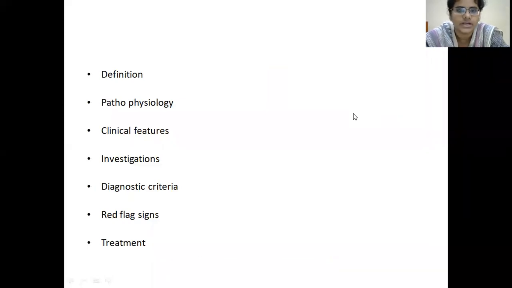Today's topic will be dealt along these lines. Initially, we'll be dealing with the definition, followed by the pathophysiology, and then the clinical features, investigations, what is the diagnostic criteria for irritable bowel syndrome, and what are the red flag signs, that is the alarming signs, where you need to further investigate the patient, and what is the treatment of irritable bowel syndrome.